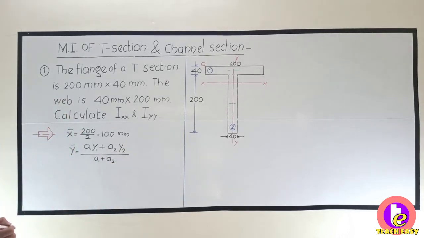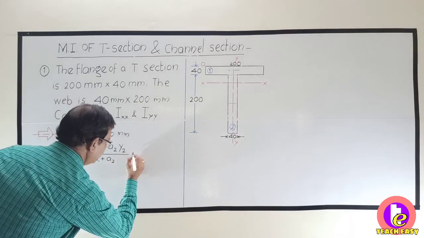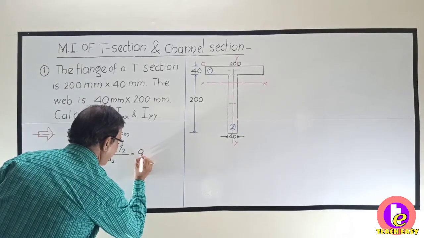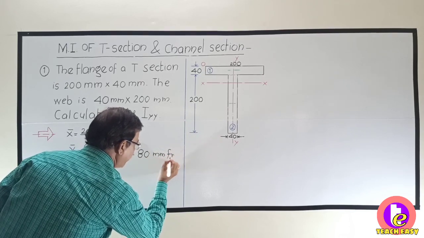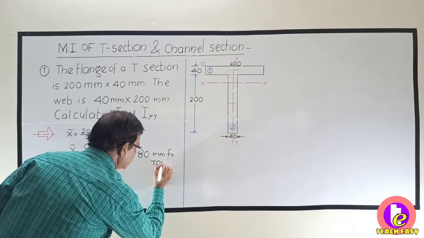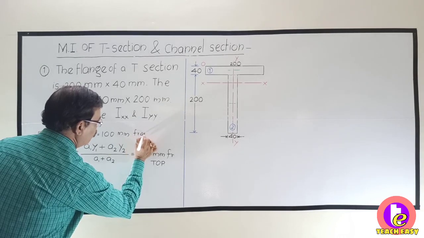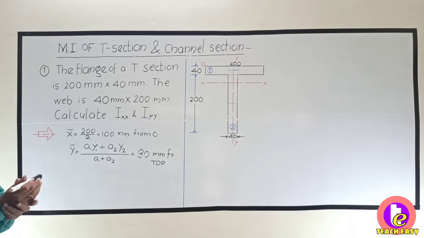I have told you A1 is 200 into 40, A2 is 200 into 40, Y1 is 40 by 2, that is 20, and Y2 is 200 by 2 plus 40. If you substitute all the values, you will get the value of Y bar is equal to 80 mm from top. So you please do these things. This is from O. So we know the values of x bar and y bar.